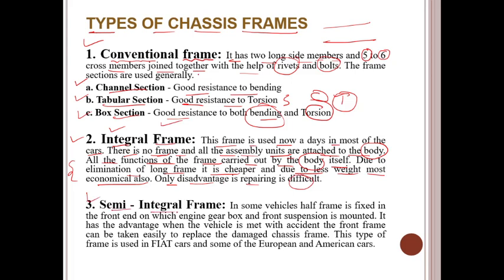Third is the semi-integral frame. What is the design? In some vehicles, a half frame is fixed in the front end, on which the engine, gearbox and front suspension are mounted. This is the fixed frame, a fixed chassis. It has advantages when the vehicle meets with an accident. The front frame can be taken off easily to replace the damaged chassis from the frame. This is the biggest advantage in semi-integral. That's what we call the semi-integral. This type of frame is used in Fiat cars or some of the European or American cars, guys.